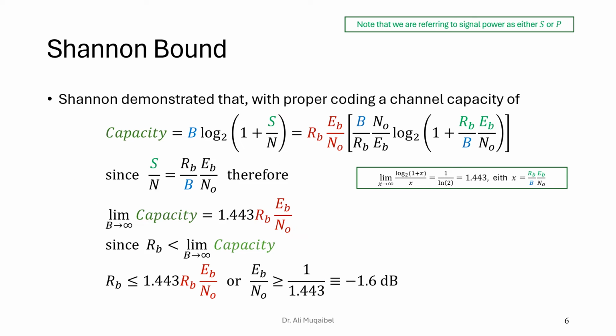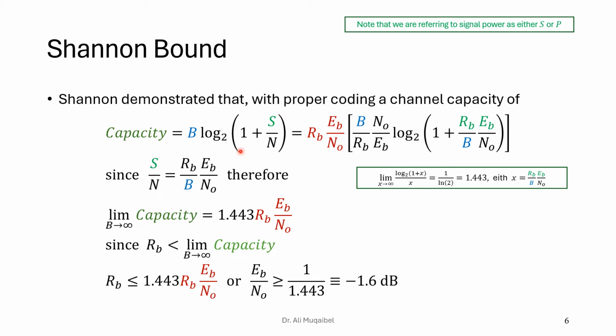Now looking at the channel bound, it says that the capacity equals the bandwidth times log base 2 of 1 plus S over N. And this is another way of writing it. If you just multiply here by N, divide by N, multiply by E, divide by R, multiplied by R, you just have nothing extra here.